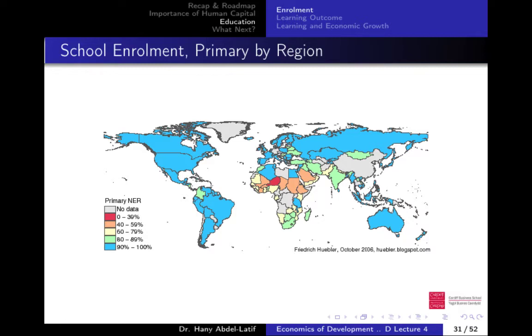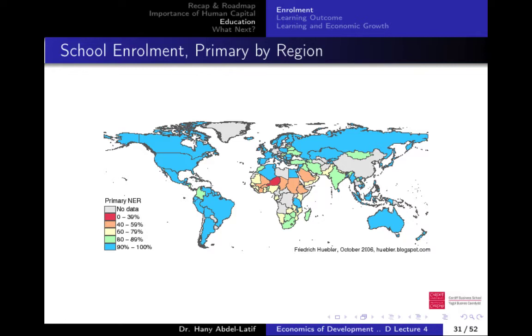This is a kind of old map, so maybe there's more improvement than this, but it just gives you the idea of school enrollment in different areas, which is not really different from what we see today. So this is today, okay? But again, this is averaged by region. In terms of school enrollment, as I said, it doesn't really tell the full picture, but you still can get something from it.